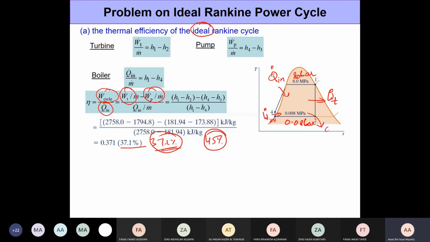Well, the rest is simply being rejected to the surroundings. It's going out as q dot out. So this is what's happening in here. All right, so the first part is done.